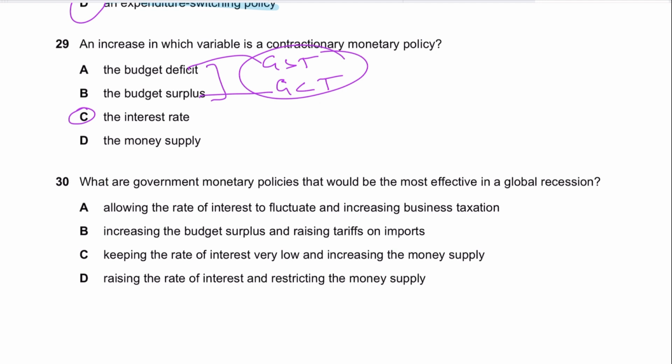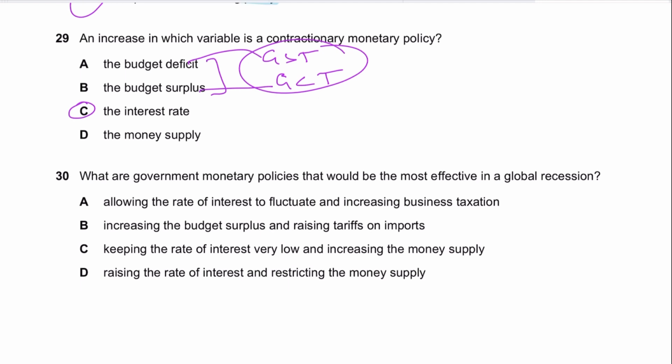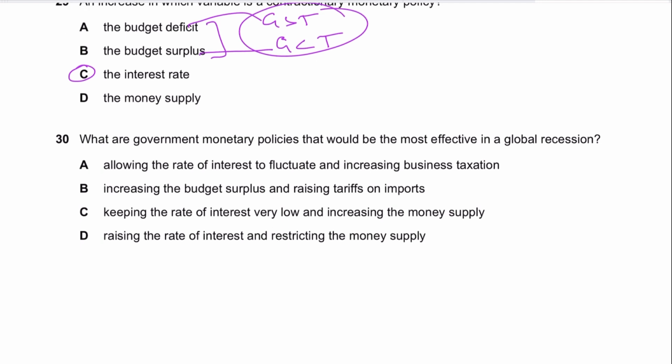Question 30 says, what are the government monetary policies that would be most effective in a global recession? Recession is a consistent decline in AD for a continuous period of 2 consecutive quarters. Remember that, or 6 months, right? Your AD has to decline for 2 consecutive quarters. Only then you use the word recession. Otherwise, you can call it a mere recessionary effect.